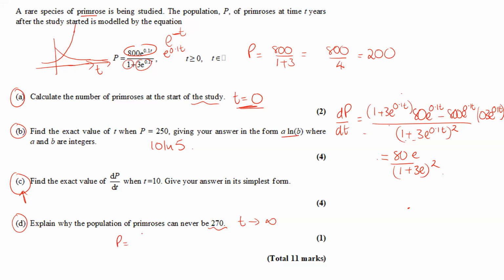Dividing the top by e to the 0.1t is just going to give us 800. And then on the bottom, you're going to get 1 over e to the 0.1t, plus 3. Does everyone understand what I've done there? I have divided each term by e to the 0.1t, so these will cancel. We'll just get the numbers, 800 and 3, and then we'll get that term there with the 1.